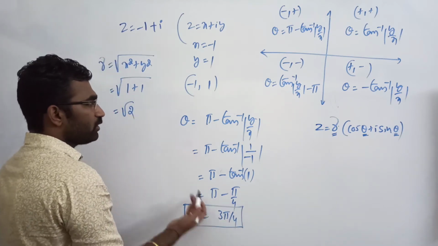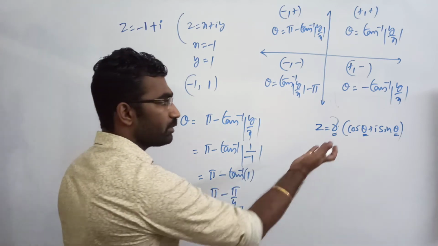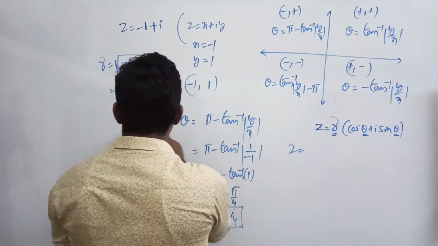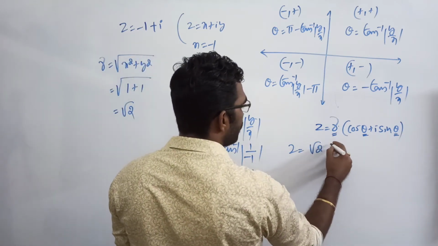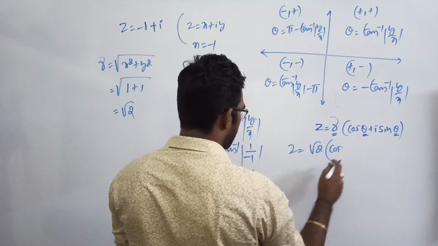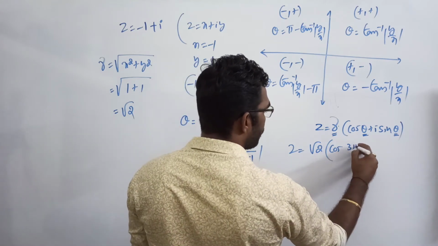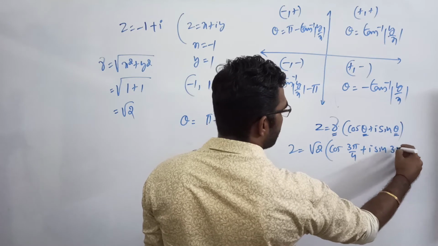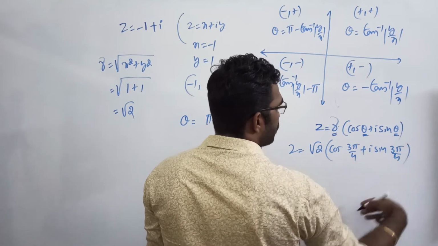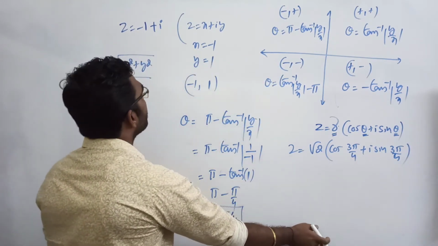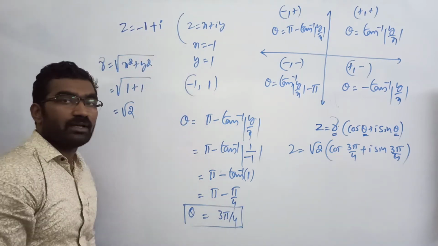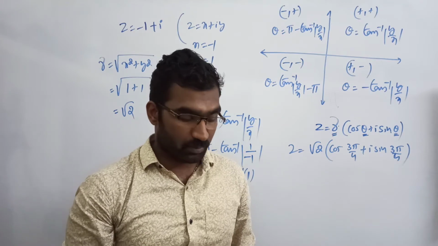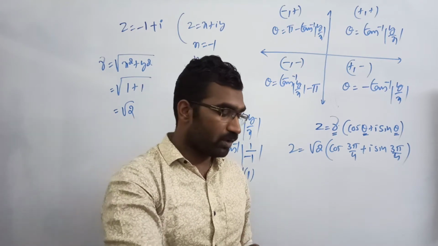Now you substitute the r and theta values in the polar form that we have converted into. Therefore r is equal to root 2 into cos theta, where theta is 3 pi by 4, plus i sin of 3 pi by 4. If you solve this again, you are going to get minus 1 plus i. So this is how you convert the given complex number into polar form. We will move on to the next question.